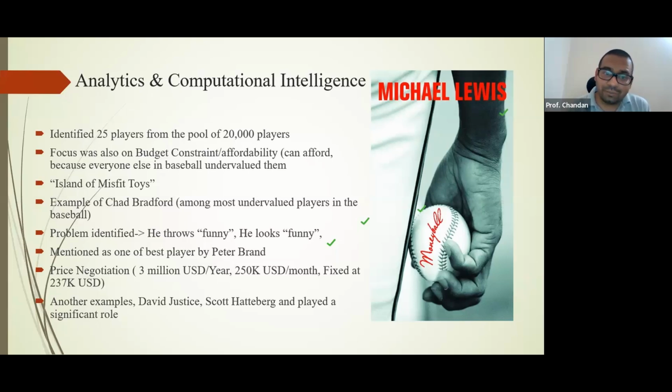As I said, I have watched this particular movie at least 10 or 12 times. So each and every scope related to data, stats, and algorithms that I have observed, I tried to use in the webinar. They quoted other examples, David Justice and Scott Hatteberg. If you watch the movie, because of this player, Scott Hatteberg, they won the tournament in the last match. So that was a classic, fantastic scene of the movie Moneyball, right?